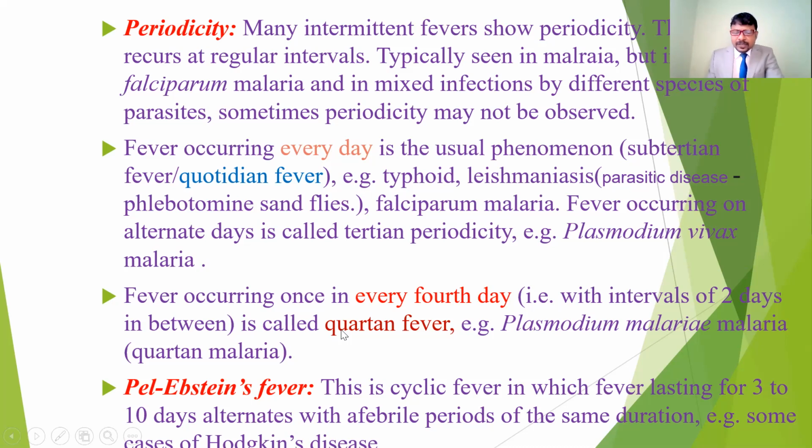Coming to Pel-Ebstein fever. This Pel-Ebstein fever occurs in a cyclic manner. Sometimes there is a normal temperature and at other times a high fever, alternating, with a period of at least 3 to 10 days. Sometimes it is afebrile, that is no temperature or a low temperature, and then a raised temperature. This is commonly seen in Hodgkin's disease. Hodgkin's disease is a lymphatic system disorder, a type of lymphoma, a cancerous condition of the lymphatic system. This type of symptom is most commonly seen in Hodgkin's disease.